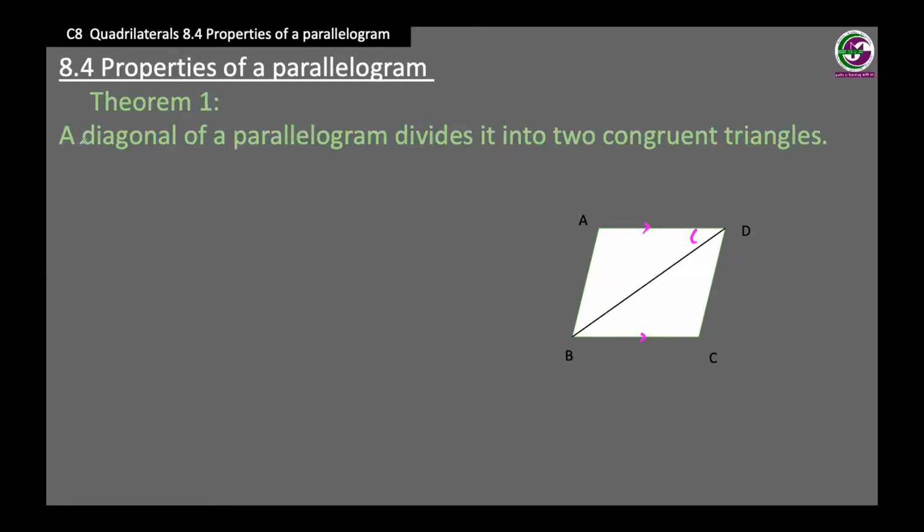A theorem: a diagonal of a parallelogram divides it into two congruent triangles, which means we have to show that triangle ABD is congruent to triangle CDB. For that, we can apply many rules, but since they use the word parallel or parallelogram, let us use the property of parallel sides. Because AD is parallel to BC, we can see the Z shape here, so angle ADB is equal to angle CBD.